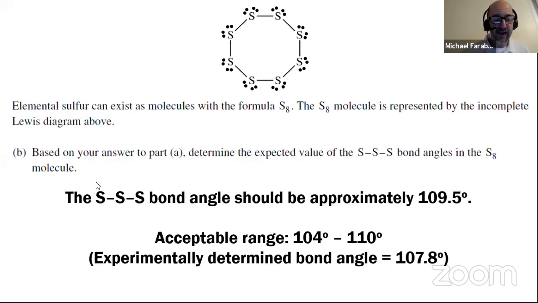The acceptable range of values for this question was anywhere between 104 and 110. And a little interesting note, the experimentally determined bond angle for this molecule works out to be 107.8. So as long as you were in that range between 104 and 110, you were good. So I just said 109.5.